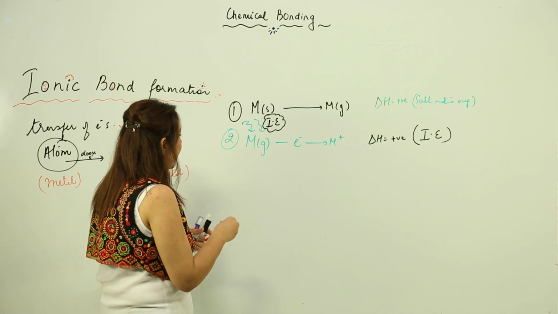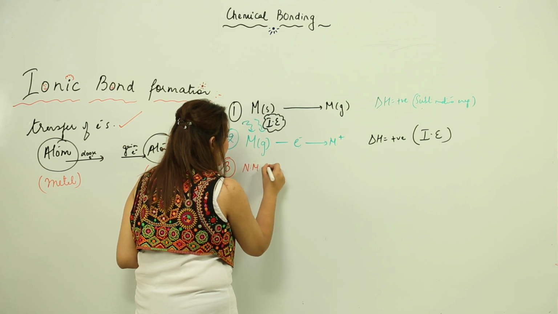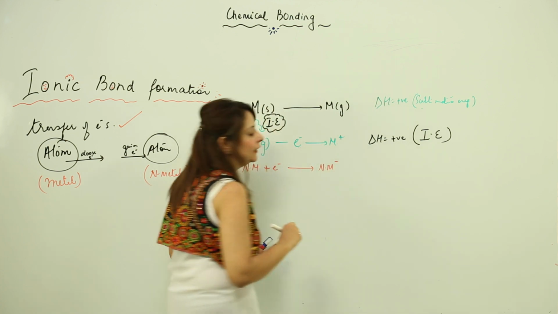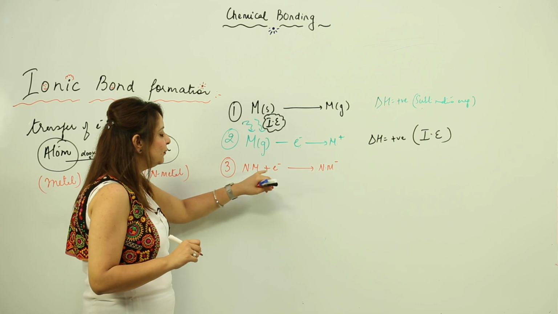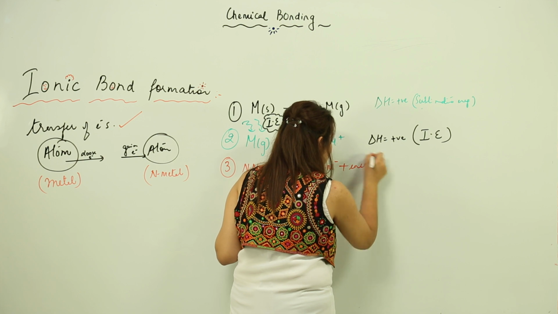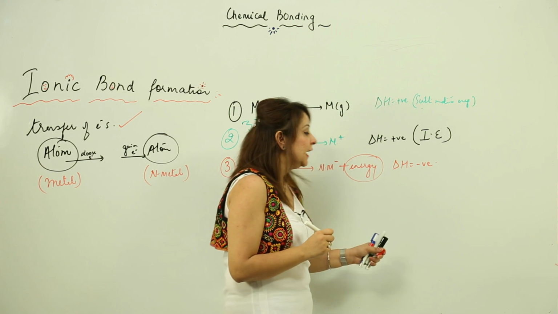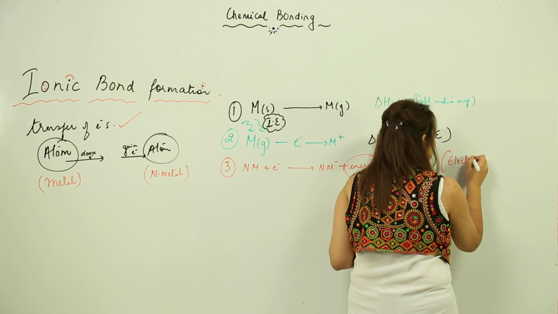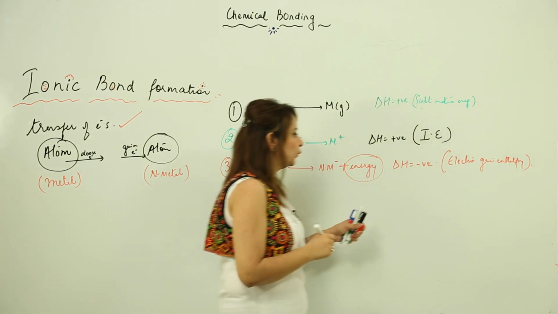Next, in the third step, we want our non-metal to accept the electron, and after accepting it will acquire a negative charge. In this case, when we are adding an electron, it will release energy. So here delta H is going to be negative, right, and this energy is nothing but electron gain enthalpy. So this is what we have.